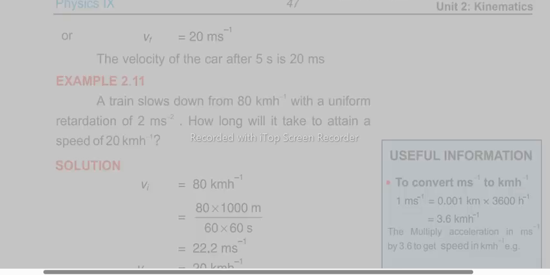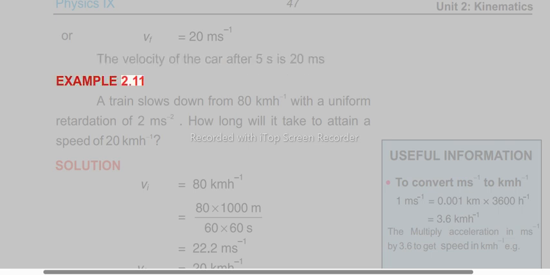Example 2.10. A car traveling at 10 m/s accelerates uniformly at 2 m/s². Calculate its velocity after 5 seconds. Solution. Using the equation 2.5, we get. Physics 947, Unit 2, Kinematics. Or the velocity of the car after 5 seconds is 20 m/s.